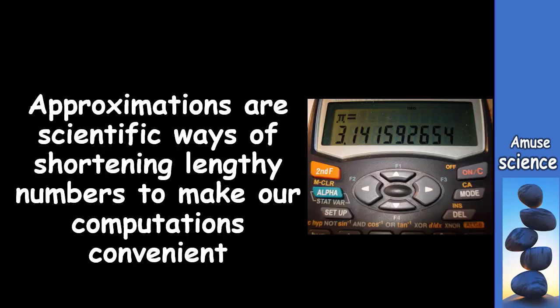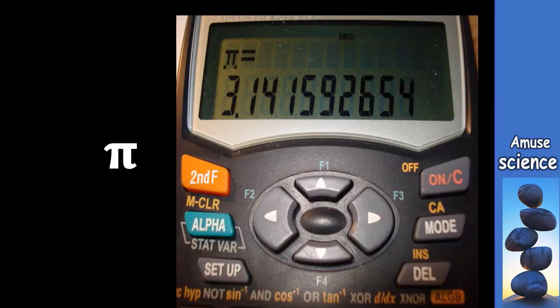Approximations are scientific ways of shortening lengthy numbers when we are doing computations. For example, if you are dealing with pi, we know that pi is a recurring decimal. If we find the value of pi on our calculators, we are going to get 3.14159264. Even this is what the calculator can give us. We can get more digits in the value of pi.